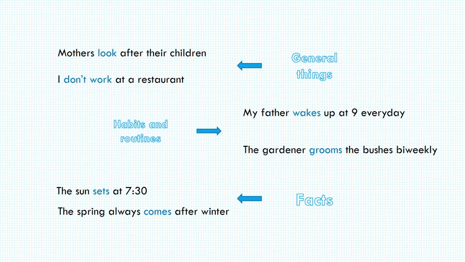For habits and routines, we can say something like: my father wakes up at 9 every day. This is something that happens on a regular basis or daily basis. The gardener grooms the bushes bi-weekly, which is every other week.